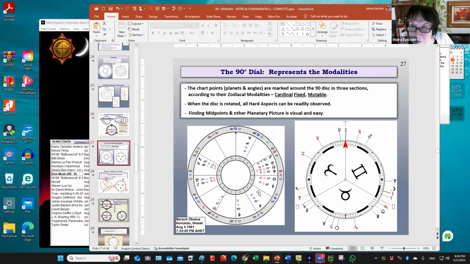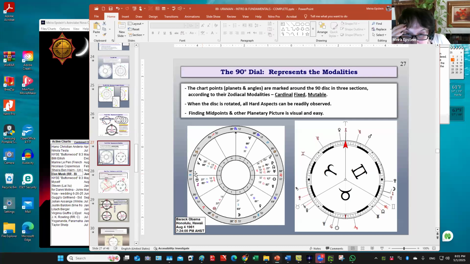So now we have an example of a real chart, a real traditional chart on the left, wrapped around a 90-degree dial. So just to illustrate, one sec. Let me see what I want to use. It's not the one I used to have. But it's okay. So this chart is actually Barack Obama. Yes, it's Barack Obama. Okay.